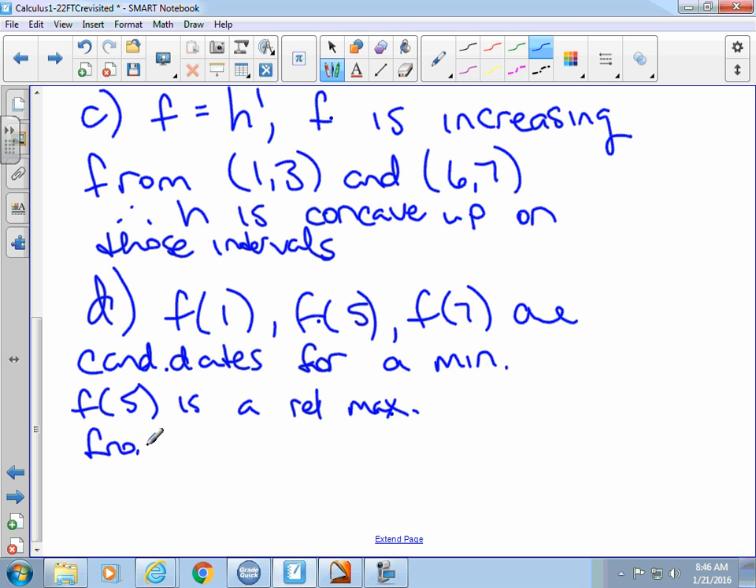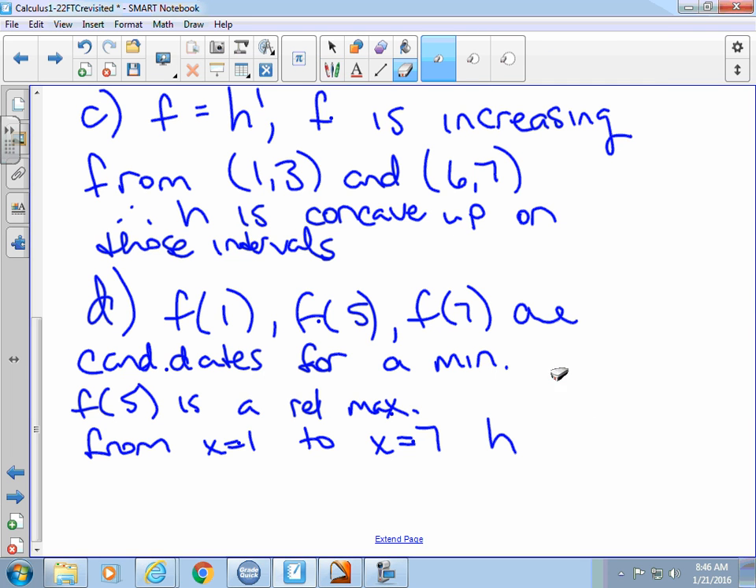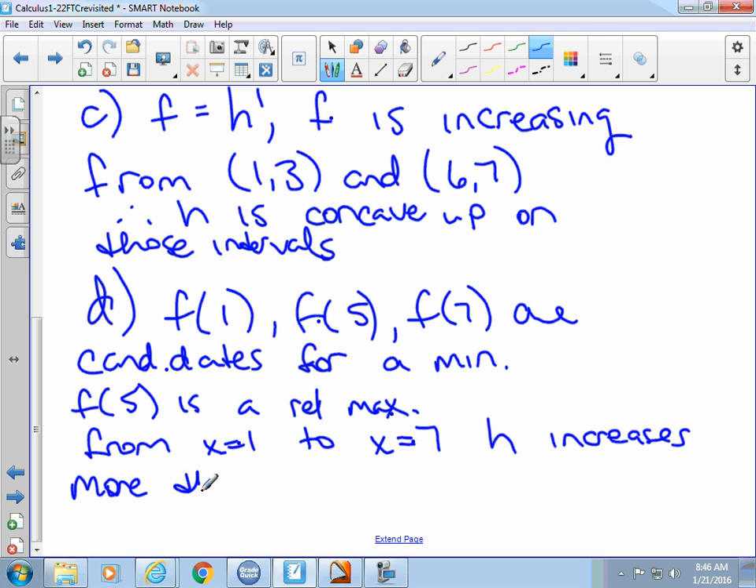From x equals 1 to x equals 7, h increases. Oops, there's an N in increases. Increases more than it decreases.